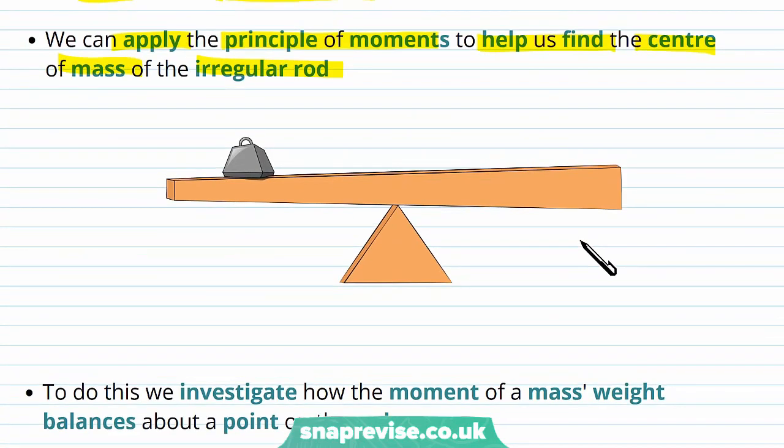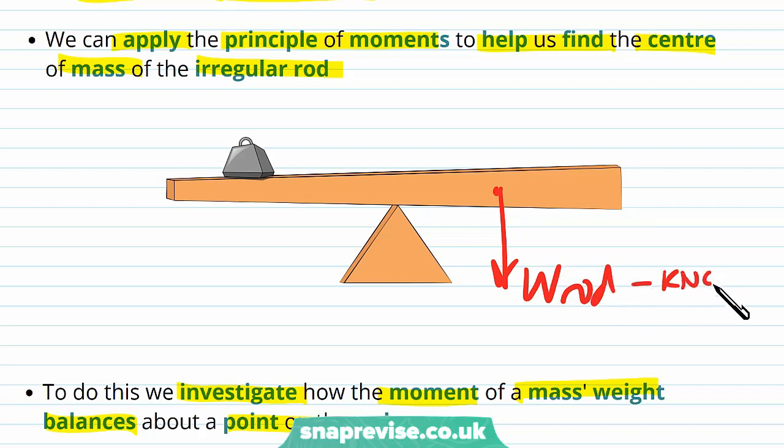To do this, we investigate how the moment of a mass's weight balances about a point on the rod. So we've said here that the centre of mass of the rod is acting at this point. So we have the weight of the rod and we know this. But we want to know the distance at which the centre of mass acts from the centre of the rod.